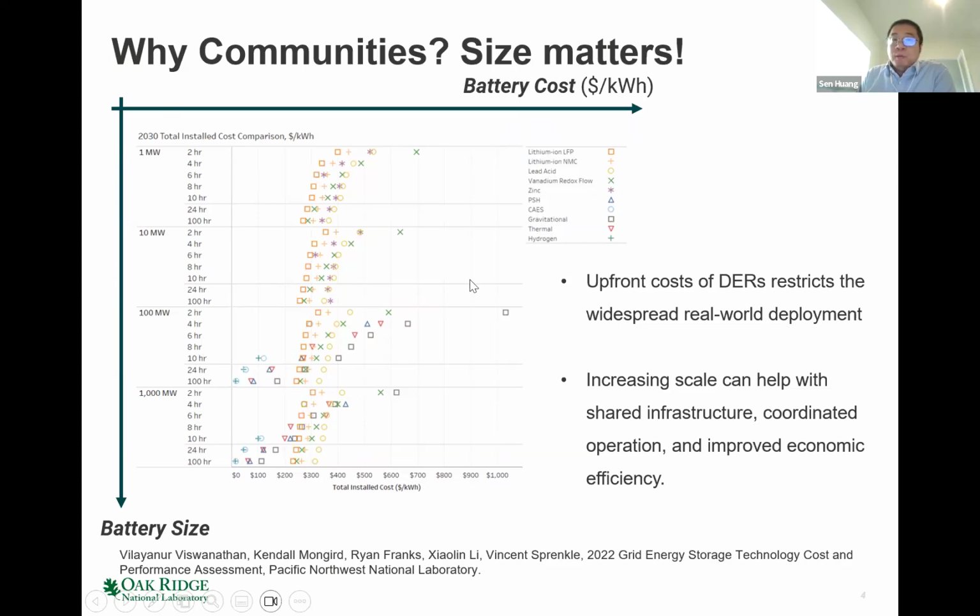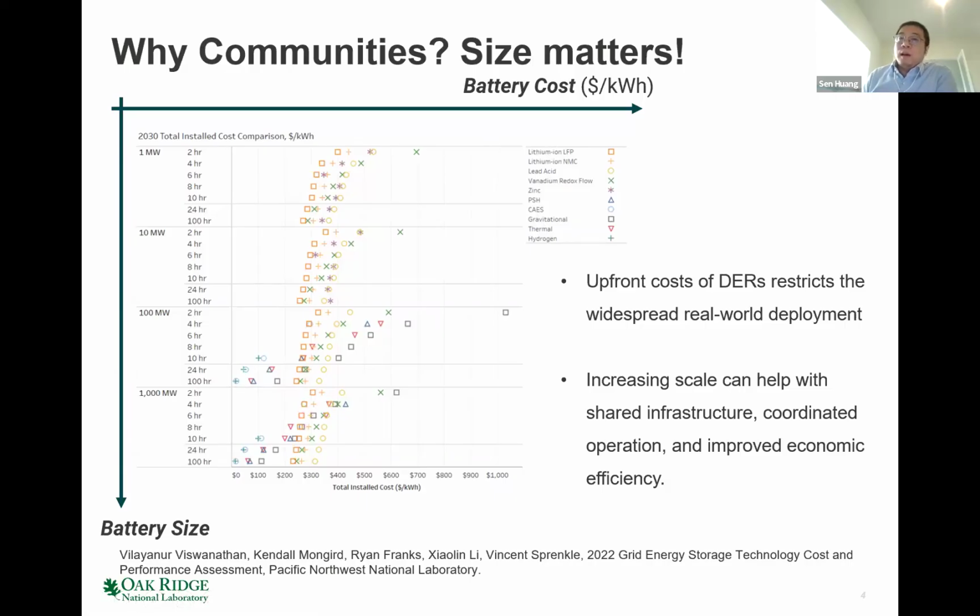And then if we consider the general trend, we can easily see that for all the different types of battery, and also for all these energy and power ranges, the cost clearly decreases when you have a larger size. So why? The answer is very simple. It's very basic economics, right?